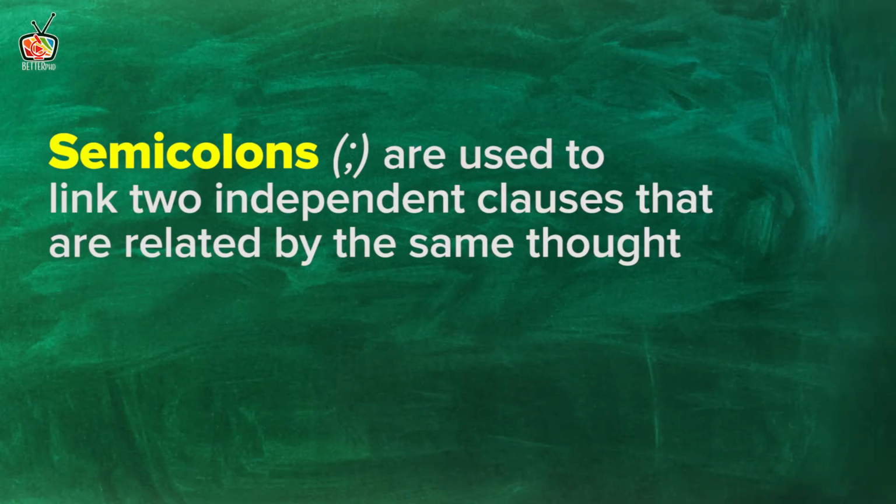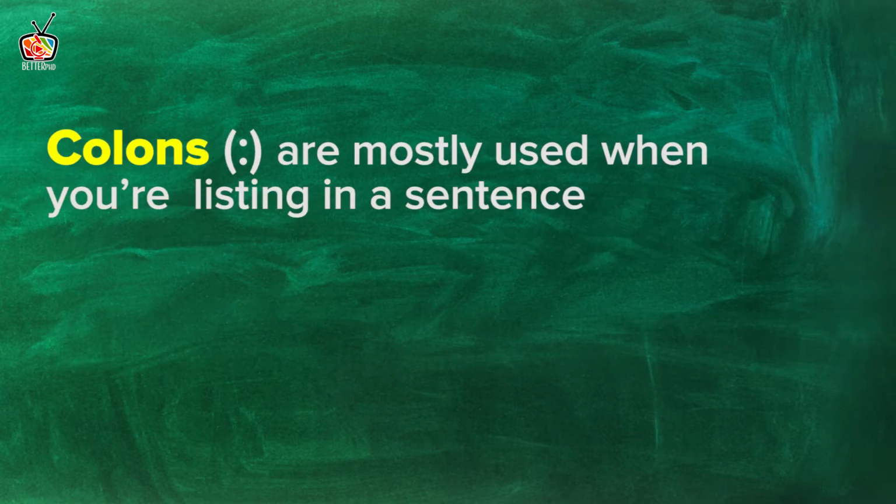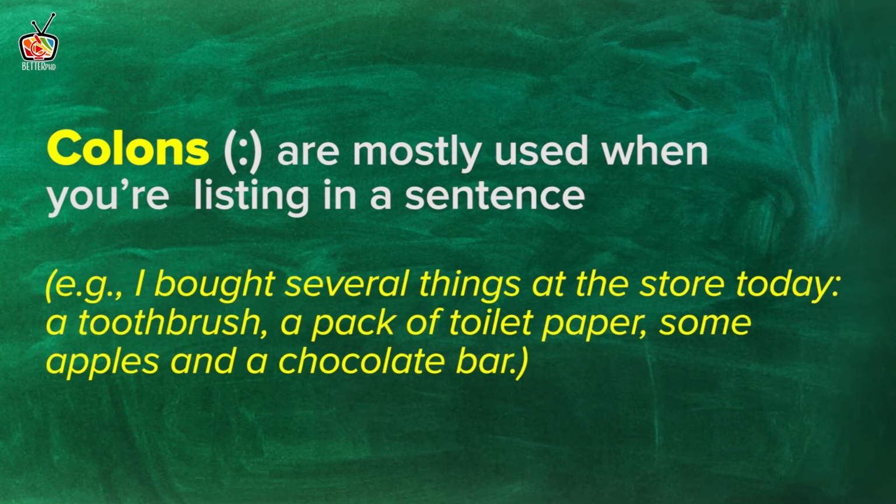Semicolons are used to link two independent clauses that are related by the same thought. For example, some people use their iPads to take down class notes; others write notes in notebooks. And colons are mostly used when you are listing something in a sentence. So for example, I bought several things at the store today: a toothbrush, a pack of toilet paper, some apples, and a chocolate bar.